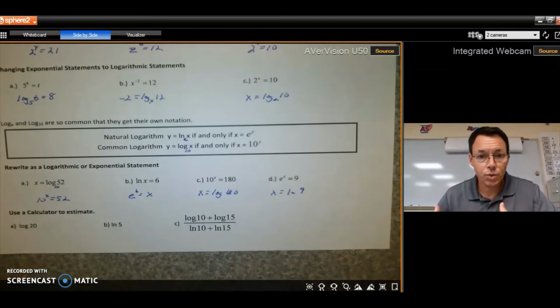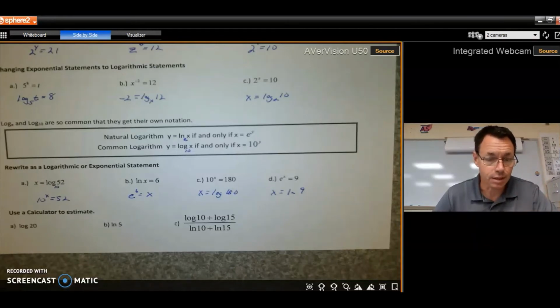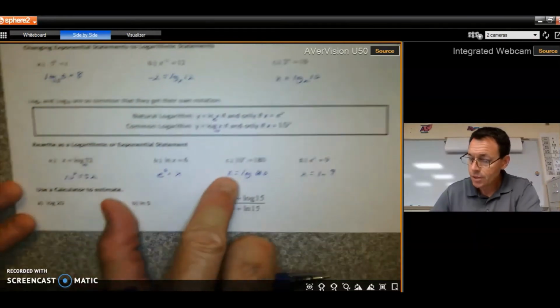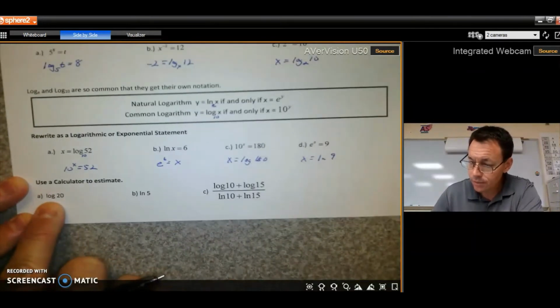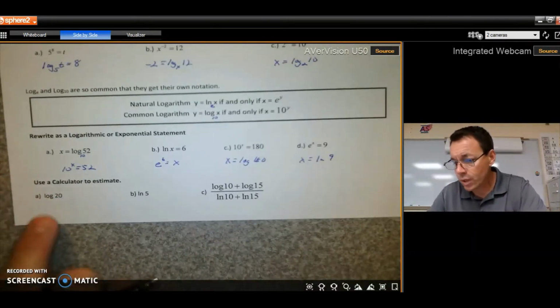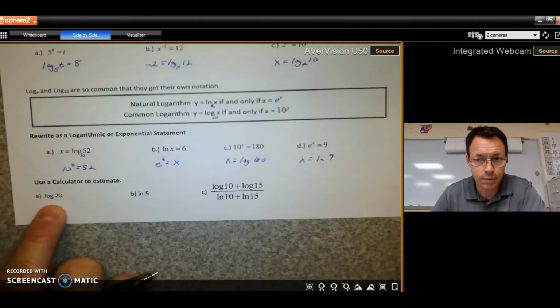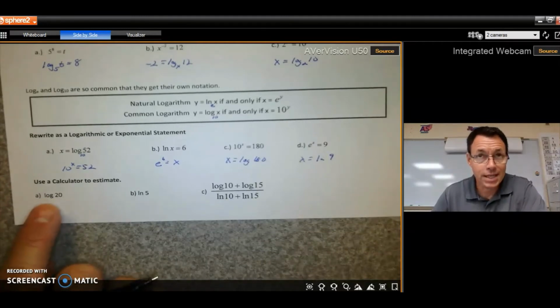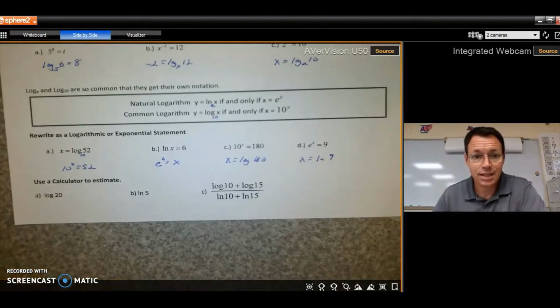So how would you approximate these using your calculator? And these are the only buttons you have on your calculator. You've got a log base 10 and a natural log. Okay, so this right here, what is the log of 20? So what it means is 10 to what power equals 20? Well, 10 to the first is 10. 10 to the second is already 100, so it's going to be some decimal that's between them.